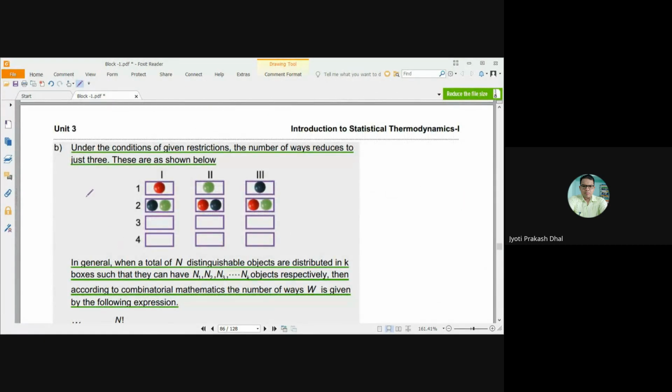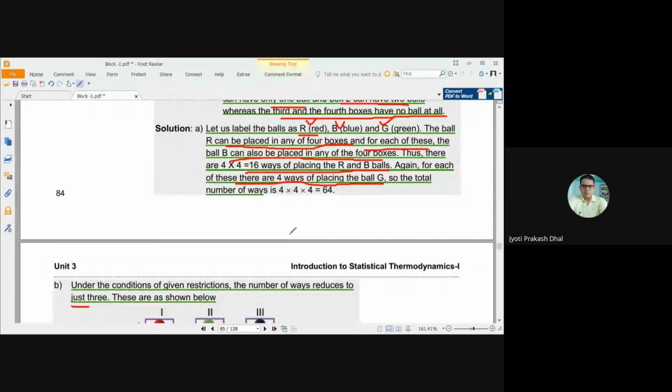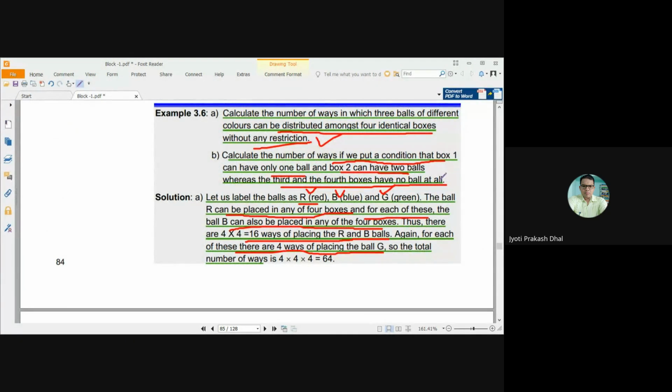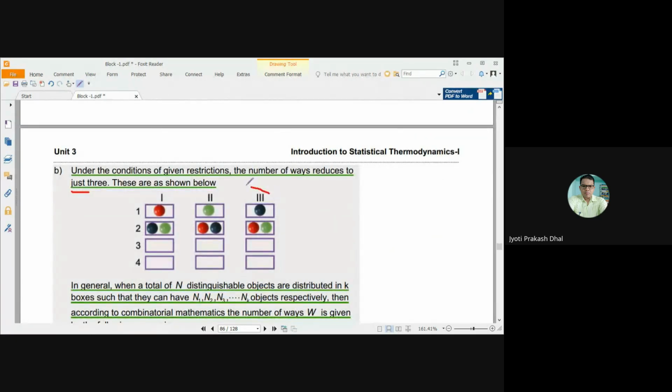And coming to the second question, under the given restriction, the number of ways is reduced to 3. So here in the second question, one restriction was there: the condition that box 1 can have only one ball and box 2 can have two balls. So it will reduce to 3 possibilities.